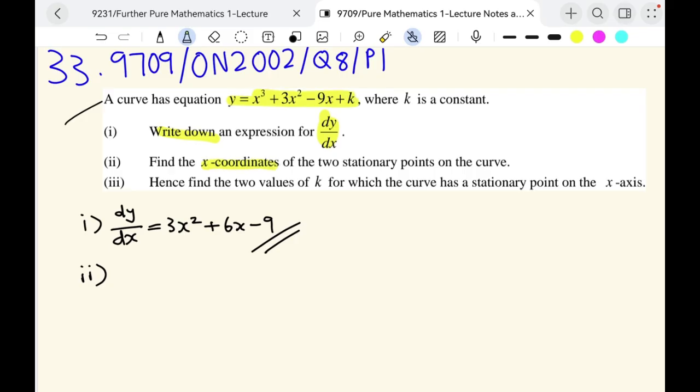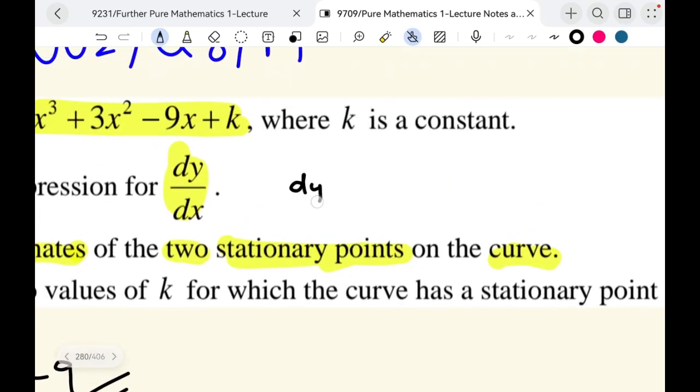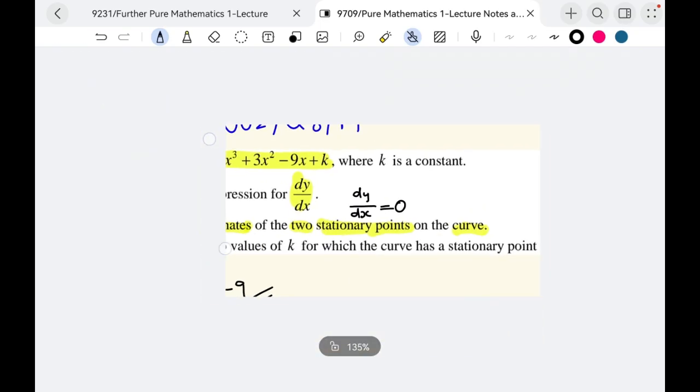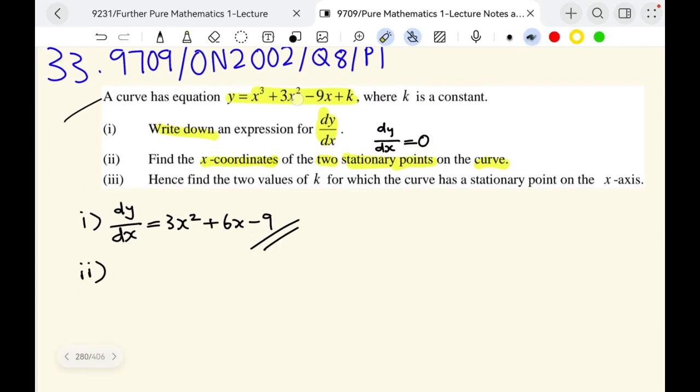Highlight x coordinates. Okay? It's a plural 2, which means 2 x coordinates, 2 answers of what? Stationary points on the curve. So what does the statement stationary points mean? It means that these two x coordinates give the result of the gradient function as 0. Or in other words, dy dx is equal to 0. Okay, this is the statement you should know. Because the gradient of the tangent is a horizontal line.